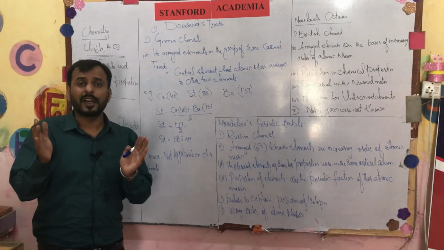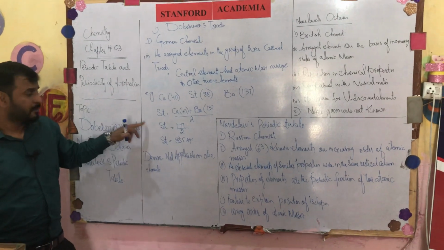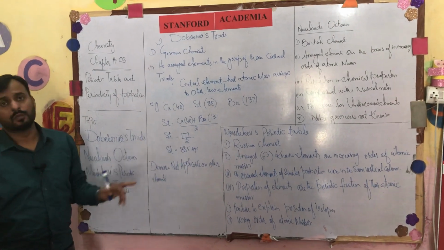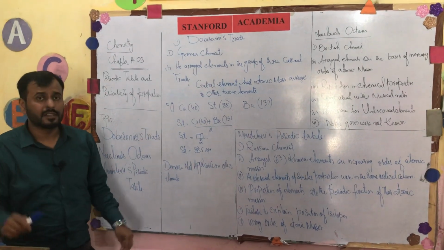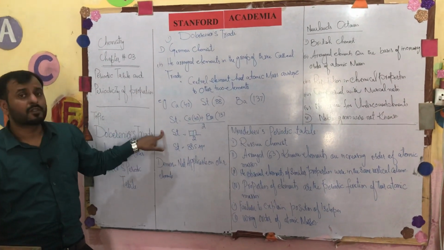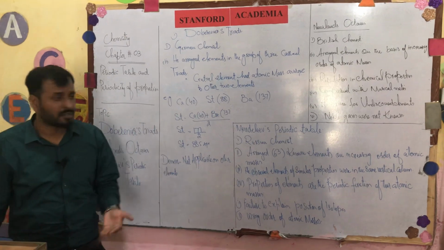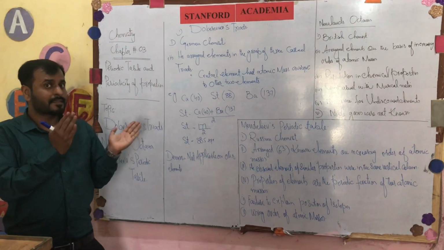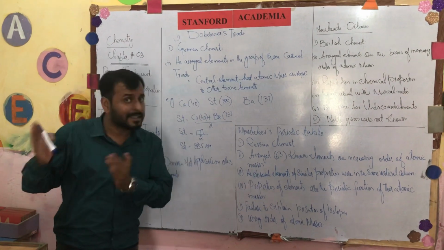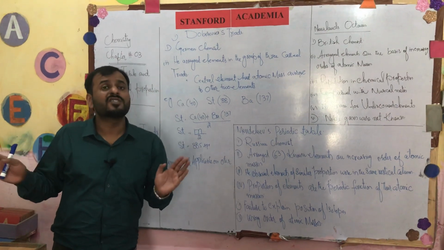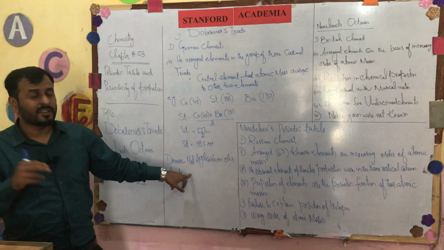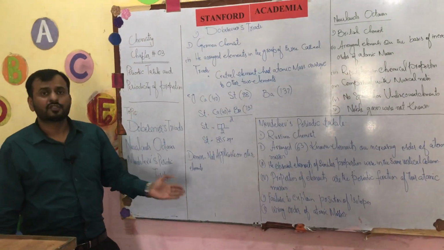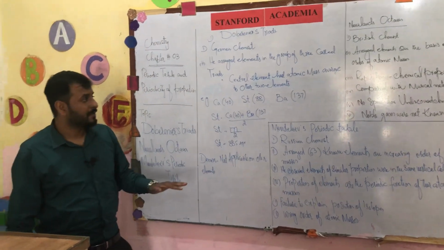But when Dobereiner arranged these elements, scientists all over the world investigated and researched. Its arrangement could not give a beneficial result, because when this strategy was applied to the other elements, it was not applicable. So its attempt failed.